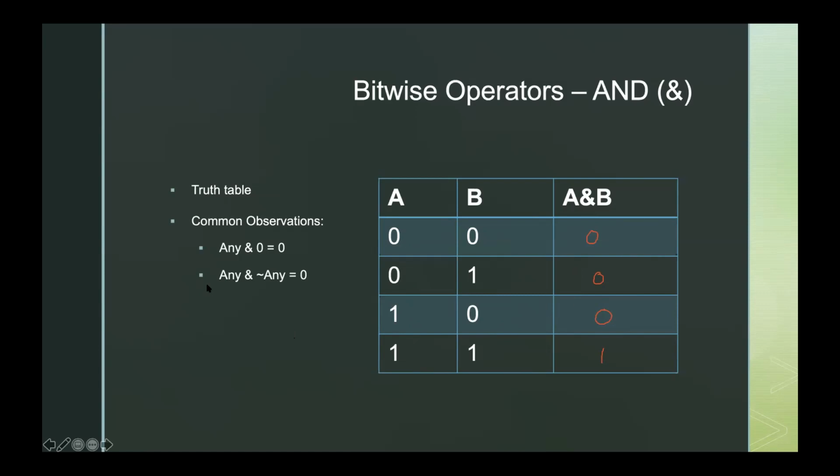The second one is if we try to apply AND of any number with its complement. That will result in 0. Let me explain how. Suppose we have a number like 1010. If we take the complement of this number, it will become 0101. And if we perform AND with the original number, we can see that each of the bits has been inverted. So there will be no instance when both the bits are 1. So we will get 0 as the answer. I hope that makes sense.